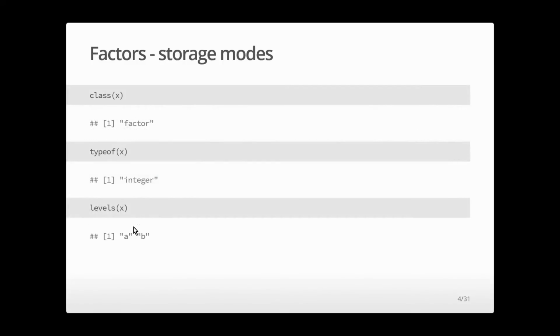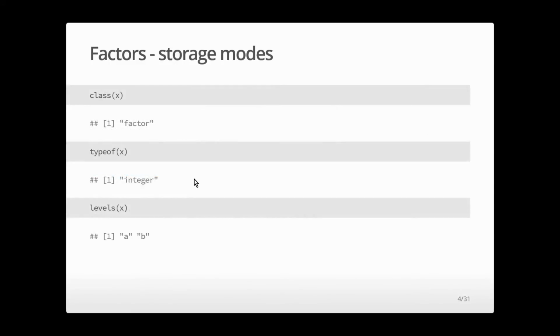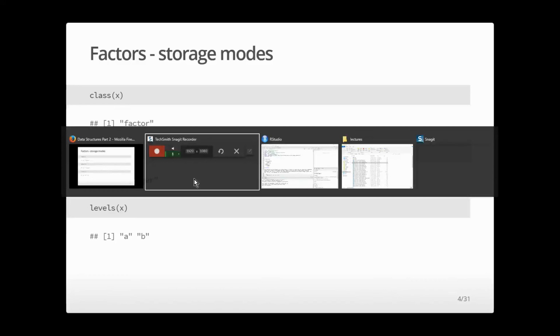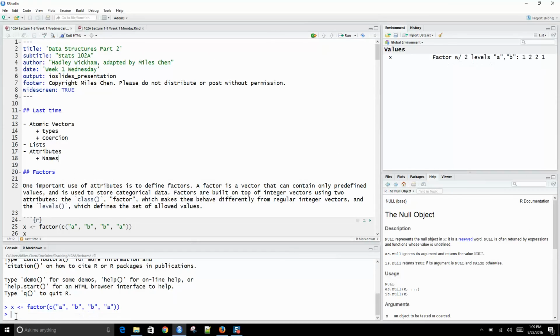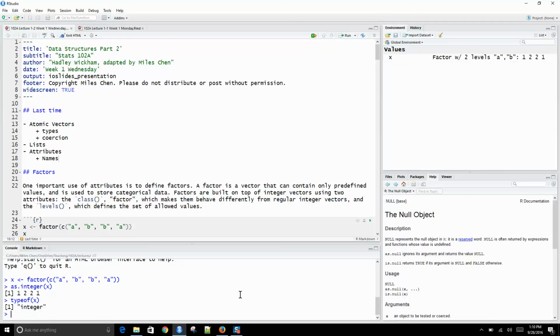I have this here. It says typeof is integer, and the levels are a and b. If you say as.integer of x, it's going to say it's actually just the numbers 1, 2, 2, 1. And of course if you say typeof for x, it'll say integer. Whereas I think somebody asked the question about what class is. Class is an S3 object type, and it will say factor. But as far as how these things are stored, it's an integer. And then the levels are associated with x.